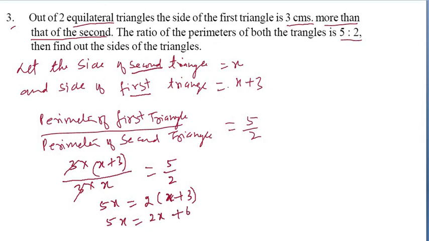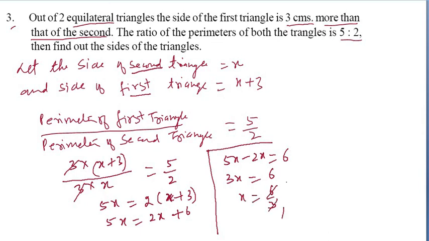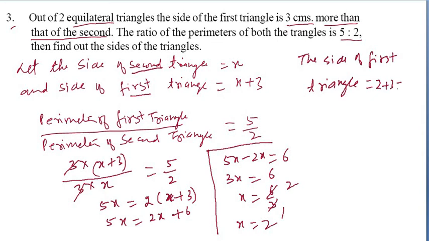Now transfer to left hand side. So 5x minus 2x will be equal to 6, and 3x will be equal to 6, then x will be equal to 6 upon 3, so x equal to 2. Now the side of first triangle is x plus 3, so 2 plus 3, that is 5 cm. And the side of second triangle will be equal to 2 cm. So these are the answers.